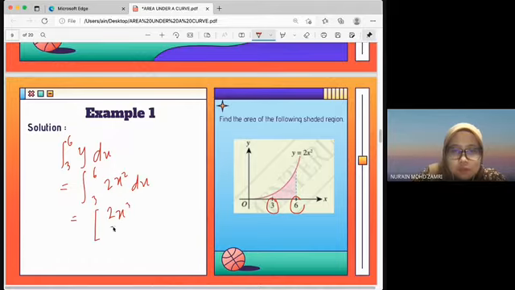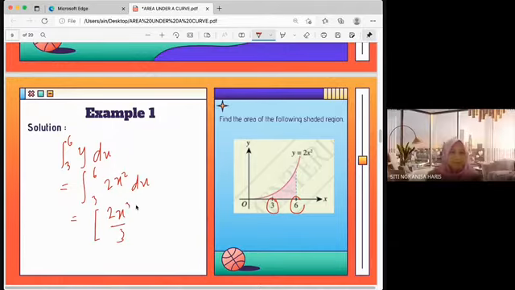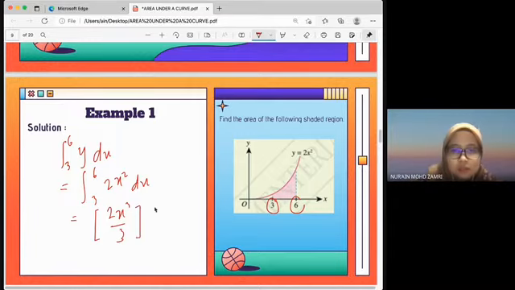2x cubed over 3, close bracket, and put the limit outside the bracket. And you can just substitute the upper limit and lower limit in the function that you integrated just now. What do you get? The answer. So when you calculate, you will get 126.